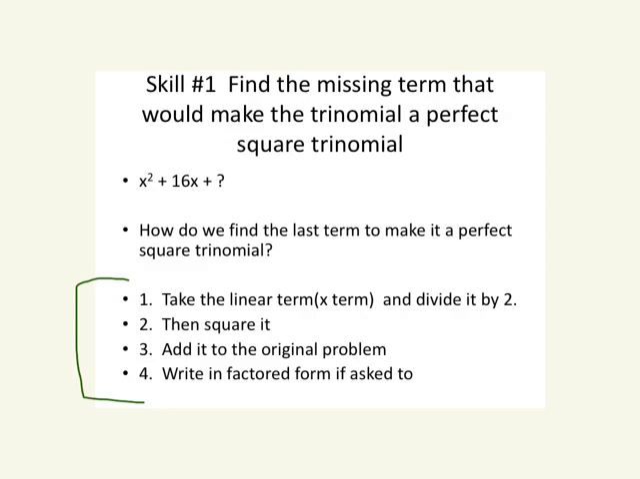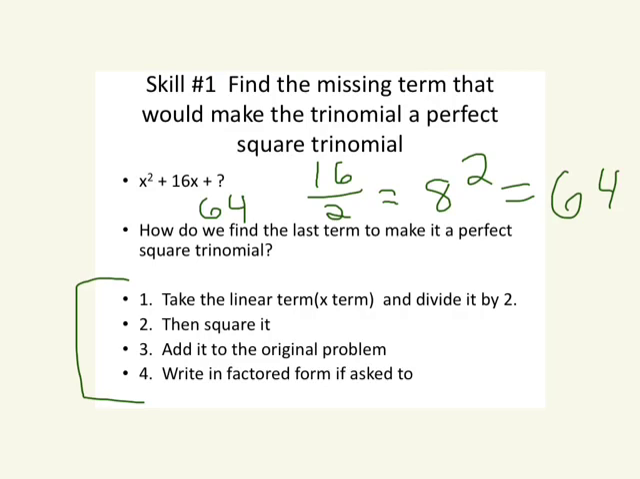To complete the square, what you do is you take the linear term, which in this case is 16, you divide it by 2, which would give you 8, and then you square it. So you take the linear term, the middle term, divide it by 2, and you square it. Then you take that and you add it to the original problem. So 8 squared would be 64. So if this question mark was a 64, guess what x squared plus 16x plus 64 would be?